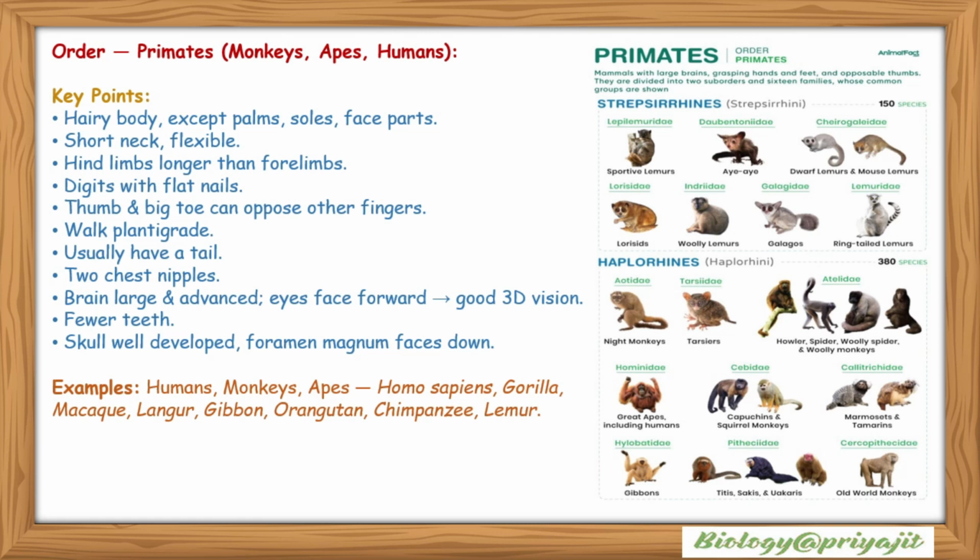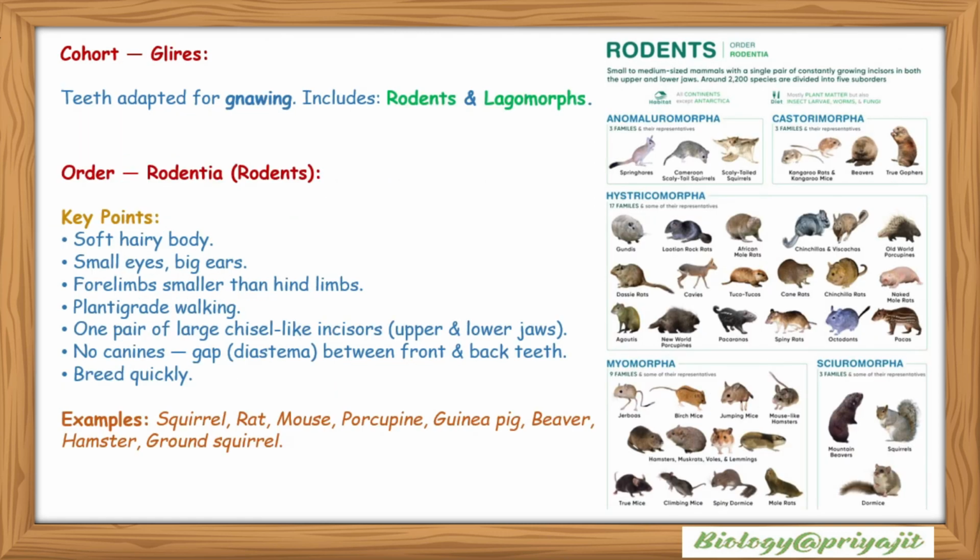They usually have a tail, and 2 chest nipples are there. Brain is large and advanced. Eyes face forward, so they have good 3D vision. They have fewer teeth, a well developed skull, and the foramen magnum faces down. Examples include humans, monkeys, apes, Homo sapiens, gorilla, macaca, langur, gibbon, orangutan, chimpanzee, lemur, etc.